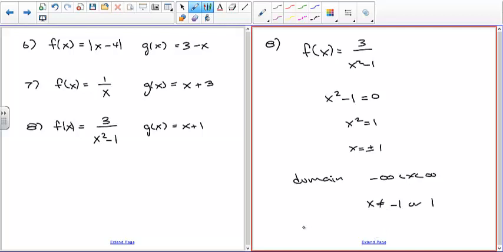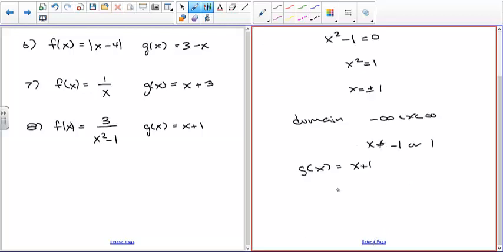g of x, simple polynomial, it's just a linear equation. So the domain for this one is all real numbers.